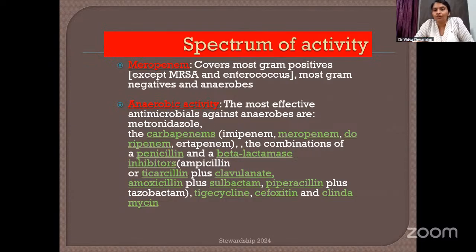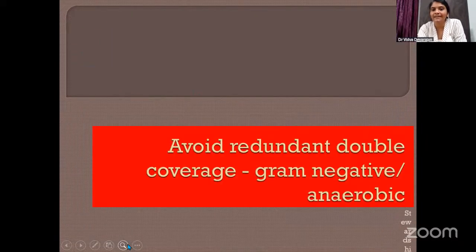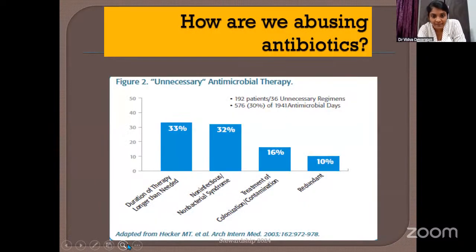If you look at the anaerobic activity of a lot of drugs, meropenem, imipenem, BLBLIs definitely do have good anaerobic activity. So avoid redundant double anaerobic or gram-negative coverage in your ICU. This is how we are abusing antibiotics: duration of therapy longer than needed in 33%, non-infectious, non-bacterial syndromes in 32%, treatment of colonization and contamination in 16%, redundant anaerobic cover or dual therapy in 10%.